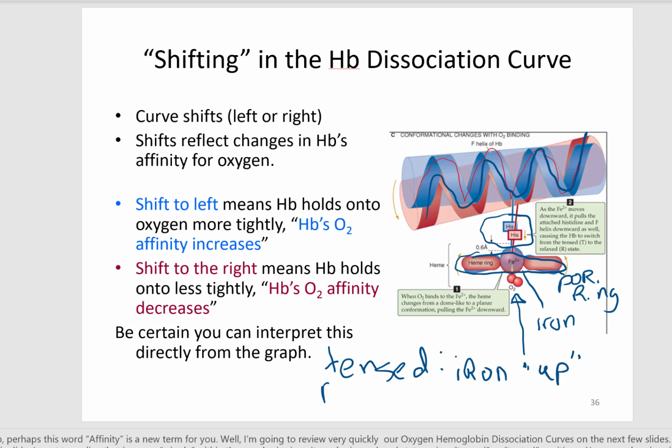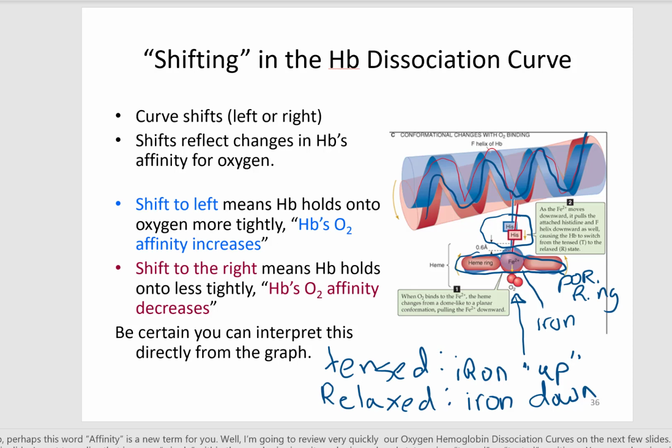If iron is in the relaxed position, iron is down. When iron is in the tensed or up position, it does not bind to oxygen well. The affinity for iron toward oxygen decreases. Again, when iron is in the tensed or up position, it has a lower affinity for oxygen. That means it will release oxygen.